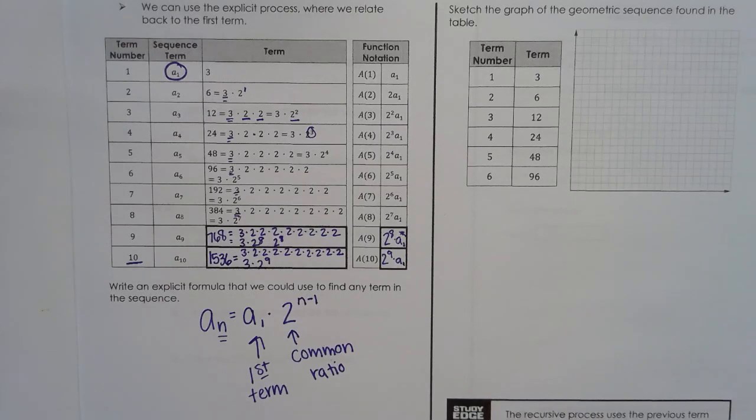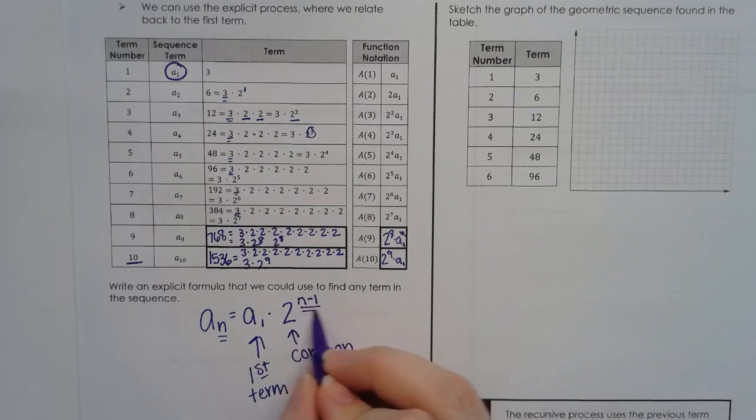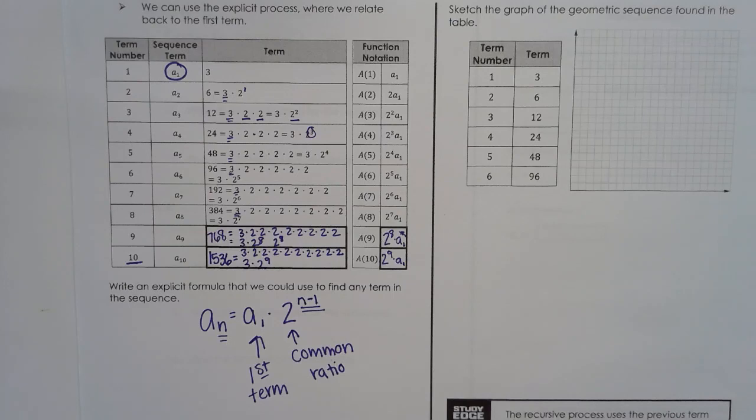1 less than n is just n minus 1. So this is super important. This might look a little familiar to you because our explicit formula for arithmetic sequences was very similar in that it had the n minus 1 in there. But we'll look at both of those together in section 8.